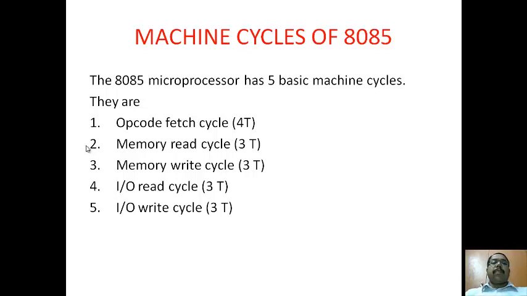In 2 byte instructions, there can be one opcode fetch followed by either memory read, memory write, input output read, or input output write. So 2 byte instructions will have one opcode fetch followed by 1 or 2 memory read or write, or input read or input write. Then next come 3 byte instructions. In case of a 3 byte instruction, you will have more than 1 or 2 memory reads and memory writes. Let us see one by one.